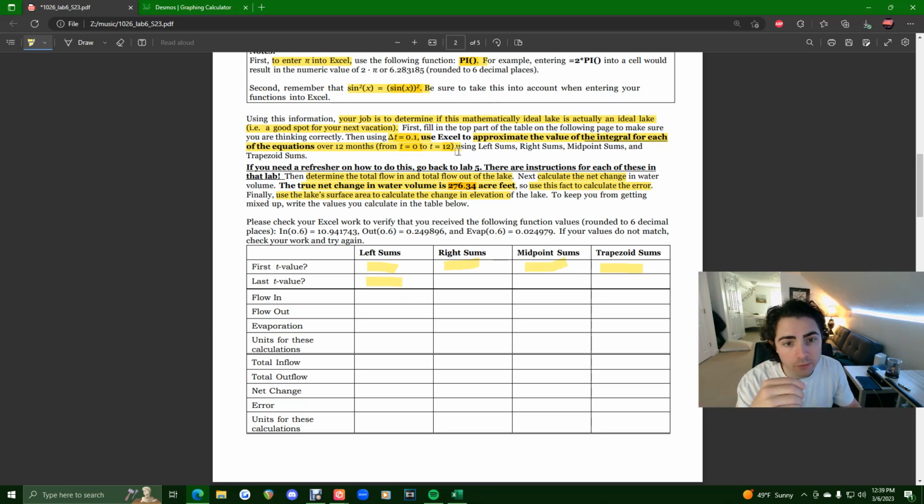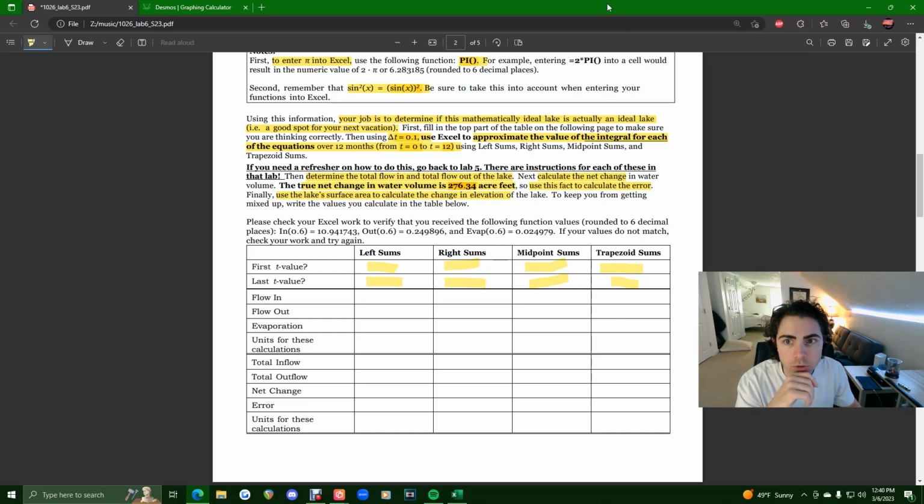You leave off the 12. So if the step size is still 0.1, the last value for left sum would be 11.9. For a right sum, it'd be 12 because you use the rightmost values. For a midpoint sum, it'd be between 11.9 and 12, so it'd be 11.95. Trapezoidal would be 12. All right, flow in, flow out, evaporation.